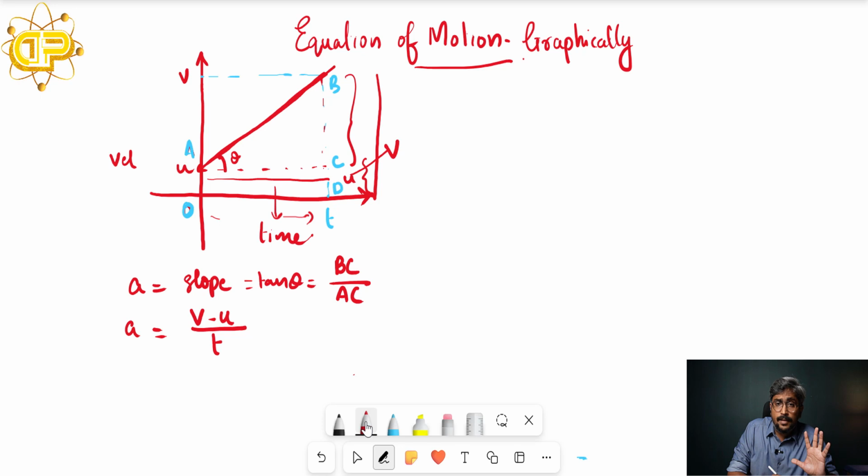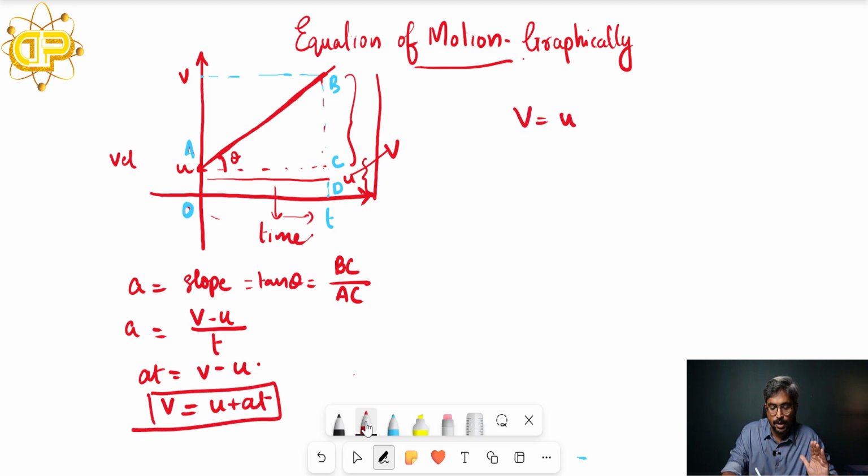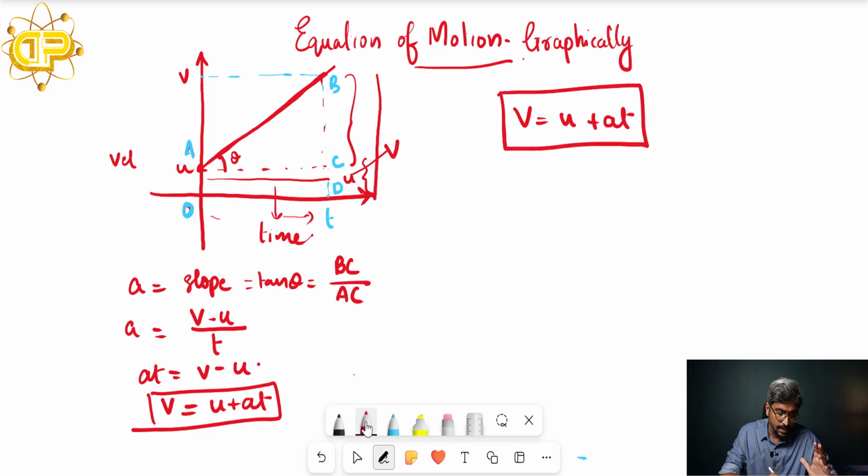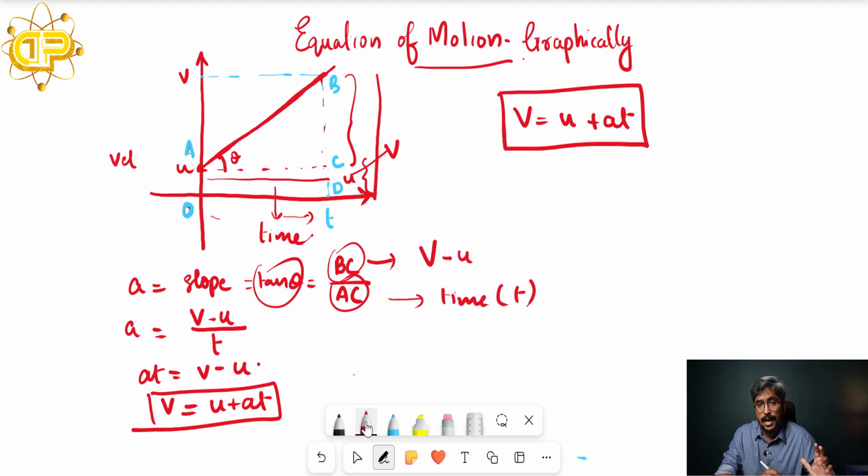If I am finding out the slope, then I will get V minus U by t. From there, you will get at is equal to V minus U. Simplifying that, V is equal to U plus at. Here comes the first equation, that is V is equal to U plus at. The only thing you need is to find the slope of the graph, and slope is nothing but tan theta, and tan theta is BC by AC here. BC is the final velocity minus the initial velocity, and AC is the time interval t. From there, substitute the values and you will get the final equation, V is equal to U plus at.